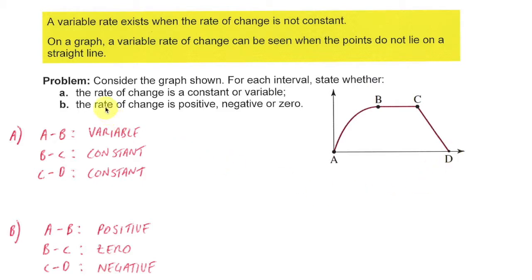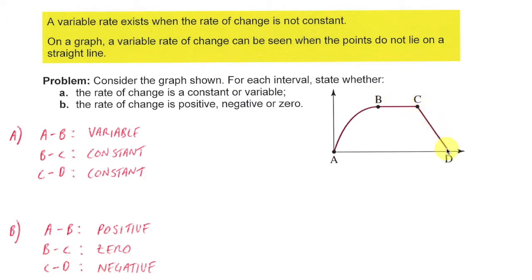Now what we have to do is recognize for part B here whether it's positive, negative, or 0. So from A to B, as X gets larger, Y is getting larger. It's not doing it consistently, but it is getting larger. This represents a positive rate because it's going up towards the right. From B to C, we have a horizontal line. So as X increases, Y does not change. That represents a 0 rate.